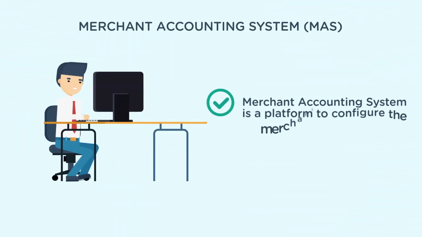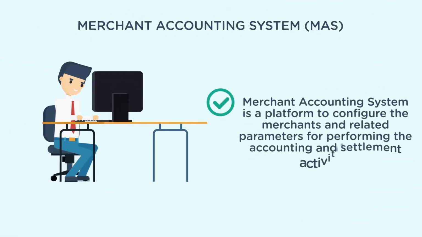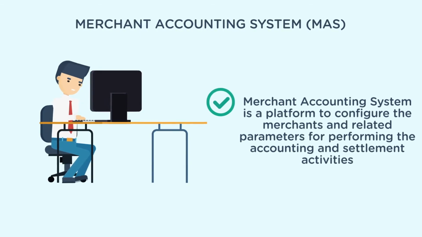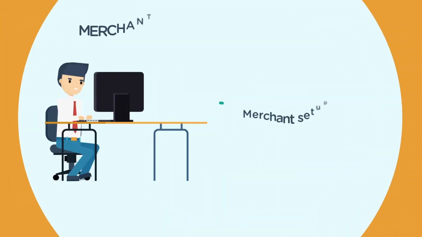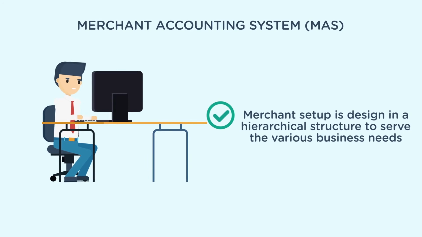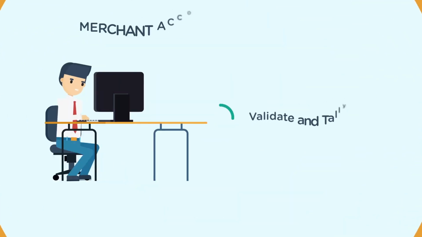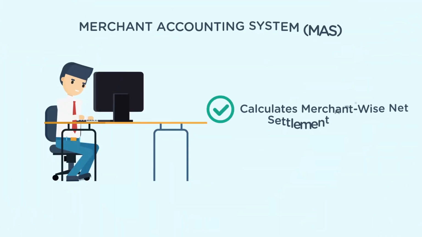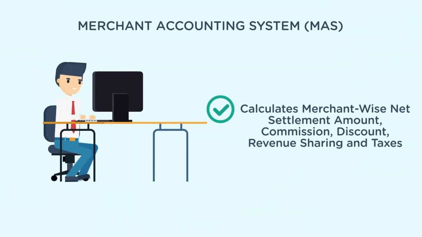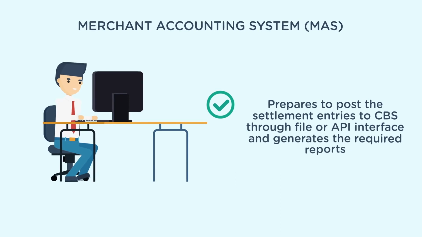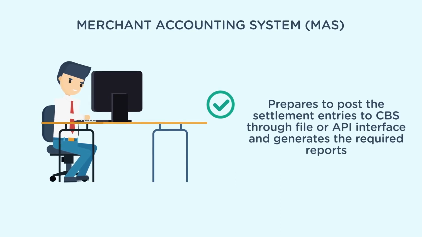And Merchant Accounting System is a platform to configure the merchants and related parameters for performing the accounting and settlement activities. Merchant setup is designed in a hierarchical structure to serve the various business needs. Validate and tally the card scheme settlement report. Calculates merchant-wise net settlement amount, commission, discount, revenue sharing, and taxes. Prepares to post the settlement entries to CBS through file or API interface and generates the required reports.